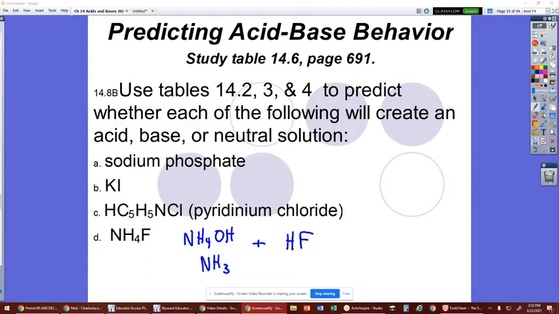So how would we figure that out? Well, we would figure that out by looking at their Ka and Kb values. On page 658, you will see that the Ka for HF is 7.2 times 10 to the negative fourth.